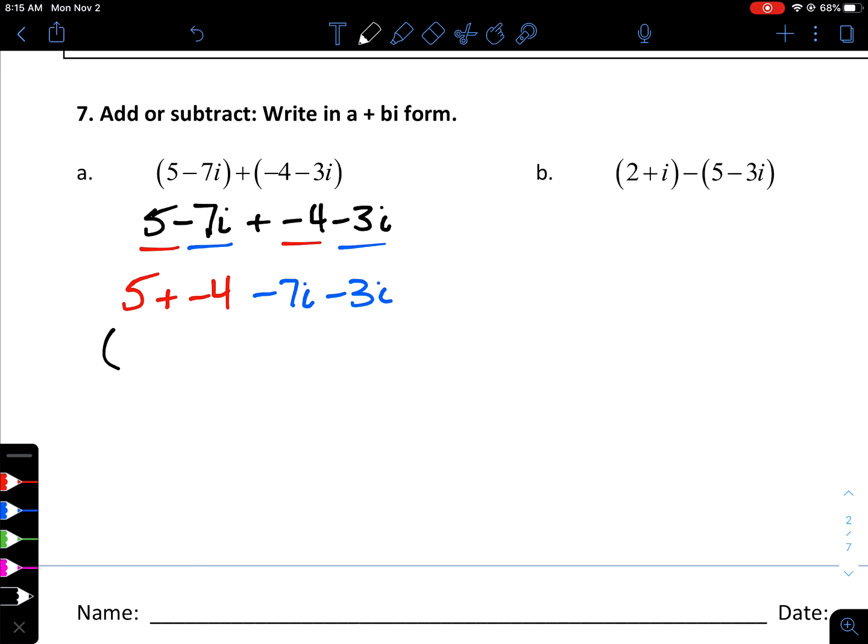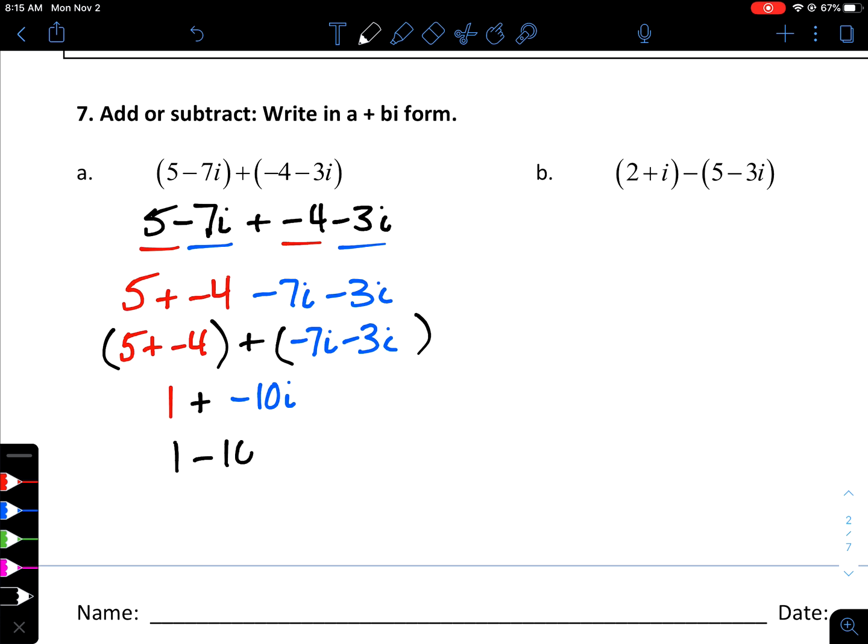Next thing I'm going to do is I'm going to use some parentheses to group those together. So the first group is going to be 5 plus negative 4, or 5 minus 4 if you'd rather write it that way, plus our second parentheses is going to be the imaginary parts, so negative 7i minus 3i. So we use the commutative property to rearrange the values, the associative property to regroup them, and now we can go ahead and simplify. 5 plus negative 4 is 1, plus negative 7 minus 3 is negative 10i, and then it would probably be best to just write that as 1 minus 10i.